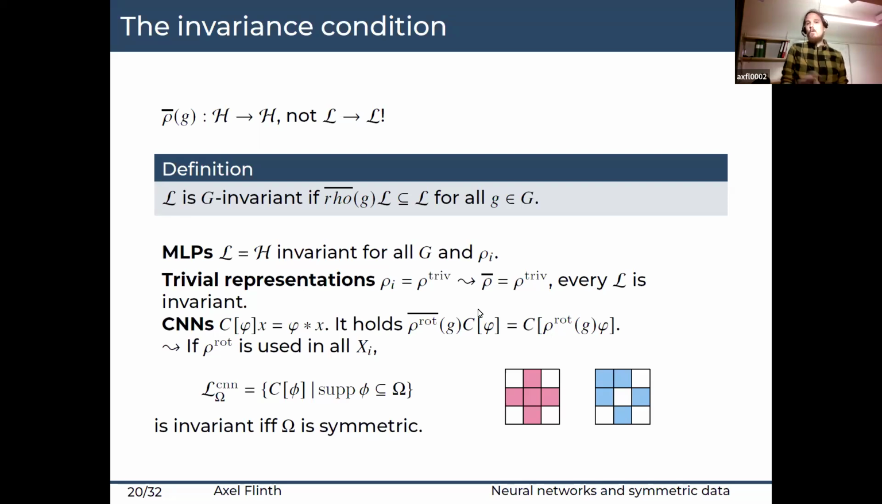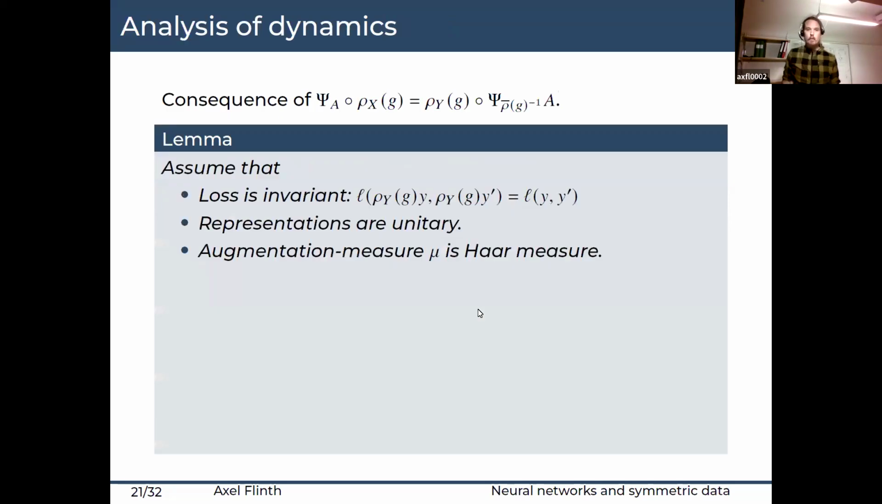Okay, so why is this important? It's important in our analysis in the following way. Let's assume some things. Let's assume that the loss function is invariant. So measuring the error between two labels does not depend on whether I transform them, which makes sense, because if this is not true, there will be portions of the output space where the architecture will be forced to rather be.